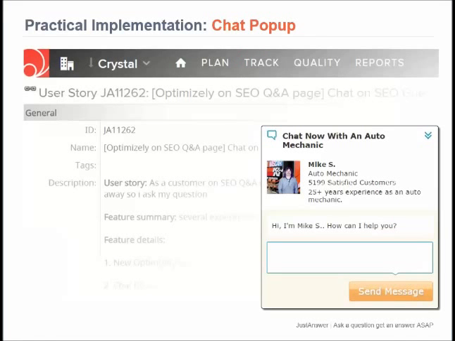Originally, the chat pop-up window was implemented by the SEO team for guest Q&A pages, but currently it is becoming more popular and we are trying to use it on other pages in the funnel.